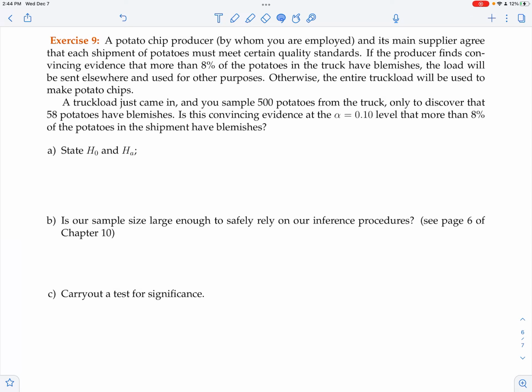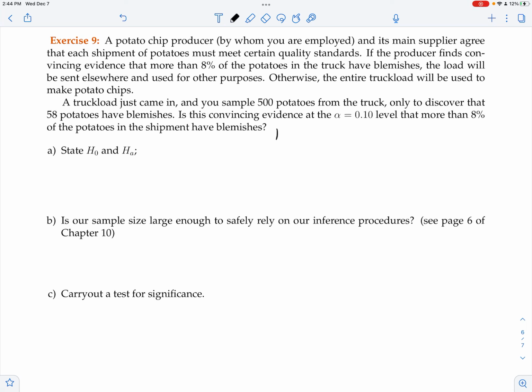All right, so first thing you need to do is figure out what kind of problem this is. How do you proceed? I hope that you're able to see that this is a proportions problem. Two giveaways here: you're given a proportion, 58 out of the 500, that's your p hat, and the questions are about percentages or proportions in general.